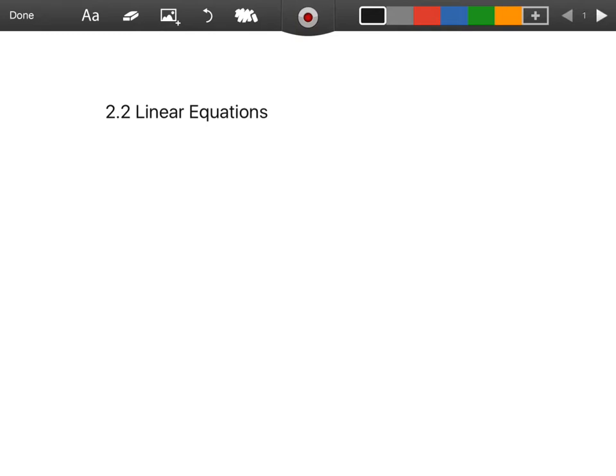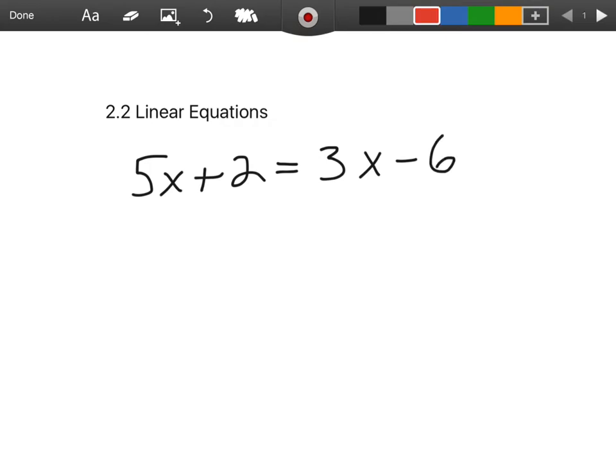Okay. Section 2.2 is going to be over linear equations: solving linear equations and graphing linear equations. So let's first talk about what is a linear equation. A linear equation is some equation where, whenever we look at it, you see our unknown variable x has a power of 1, an exponent of 1. That is going to be a linear equation.